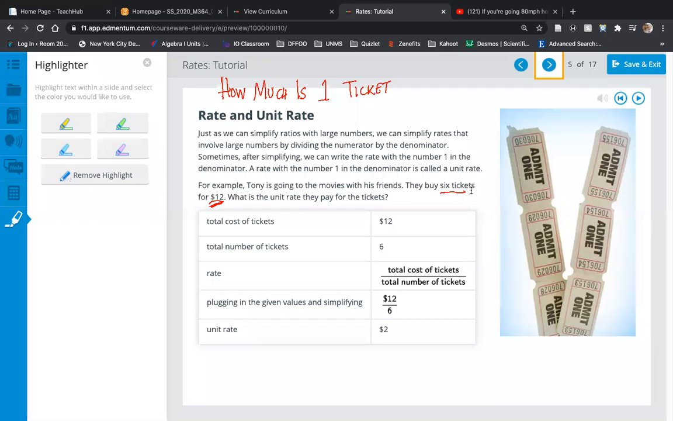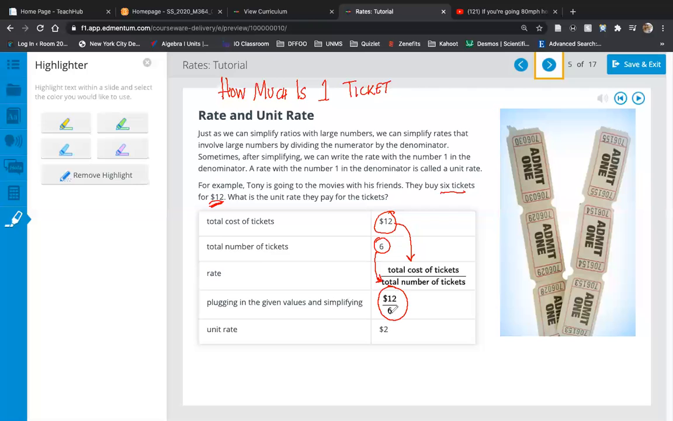Right? So if we know 6 tickets cost $12, the way that we figure out the price of one ticket is we basically need to figure out how much money did we spend. We spent $12. So the total cost spent is $12, and then we say, how many things did we buy? We bought 6 tickets. So to figure out the unit rate here, all we have to do is take the total cost of the tickets. So remember, the tickets cost $12. We find the total number of tickets that we bought. So the total number of tickets was 6 tickets. So that gives us this ratio, or this fraction, 12/6.